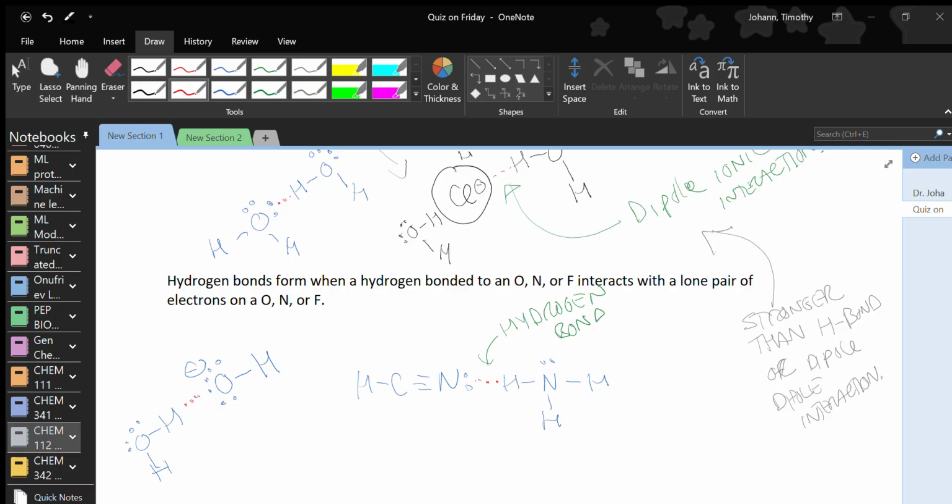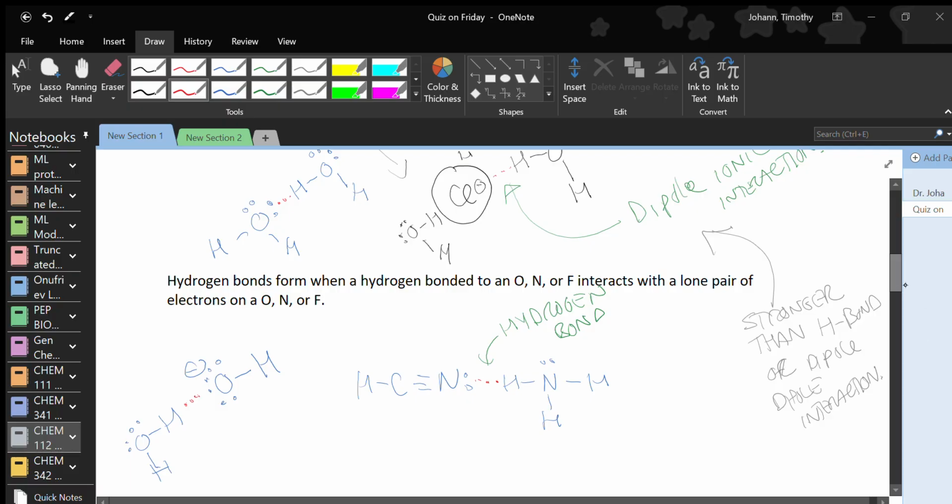Which of these two is stronger, the top or the bottom? How many people think the top is stronger? How many people think the bottom is stronger? Good, it's the bottom, right? This is stronger because we've got higher charge. That's what I really care about. Okay. Other questions? All right. Yes.